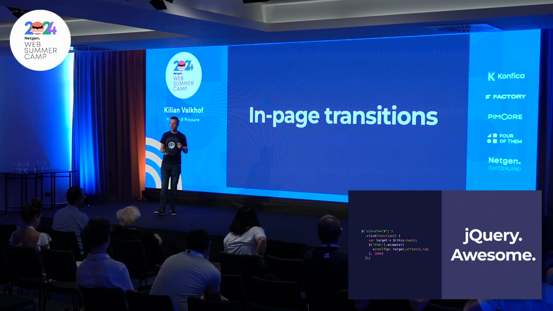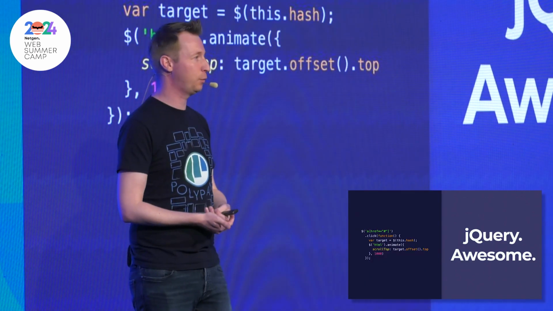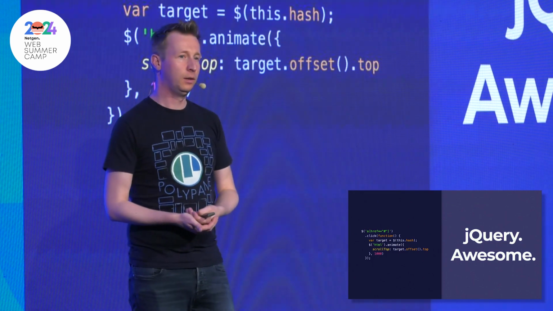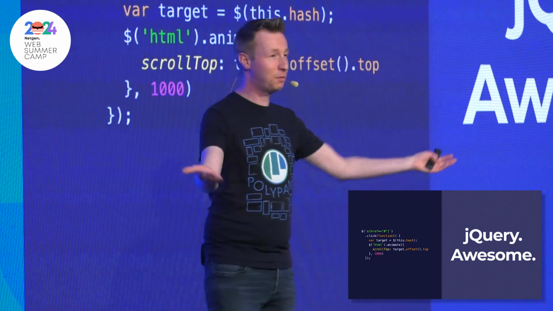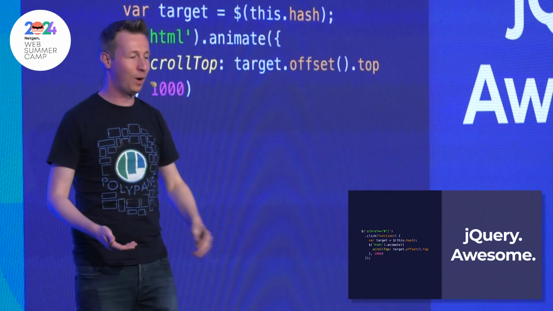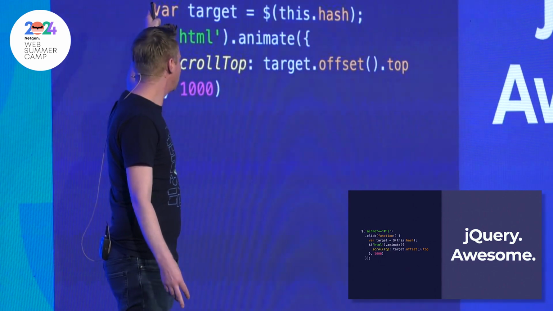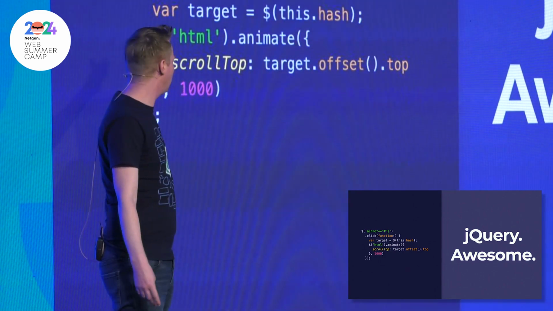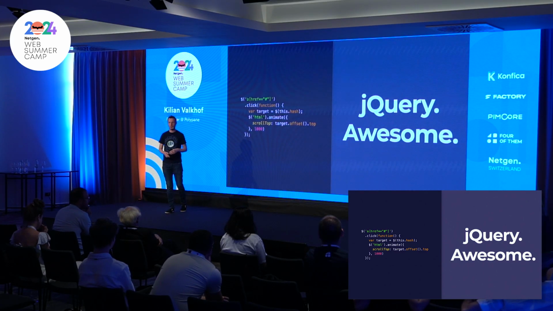Well, in the past we would have used jQuery for that. Who here is old enough for jQuery? Don't lie. Okay, so jQuery, awesome. In just 7 lines you can implement this, where it finds all the links that go to the current page, and then when you click it, you find where it goes to, and you animate to it. 7 lines, perfect. But of course, jQuery isn't 7 lines.